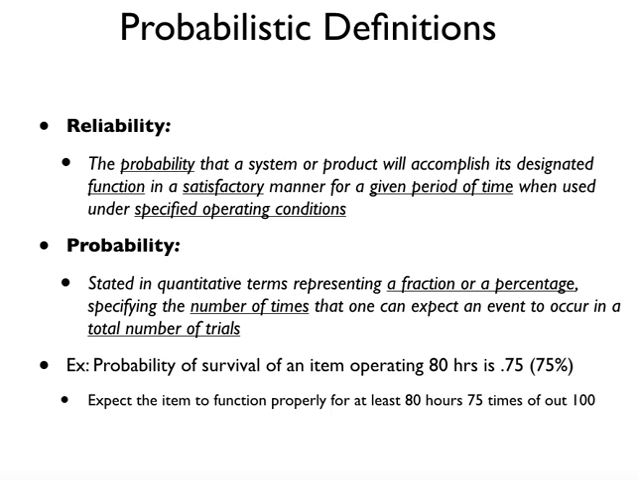Okay, so let's jump into the probability and stats. Actually, a summary on top of that. In terms of definitions, one of the definitions of reliability is what's shown here: the probability that a system or product will accomplish its designated function in a satisfactory manner for a given period of time when used under specified operating conditions. The only thing I want to point out here, because we talked about these definitions before, is really that we can see in some ways that reliability can be modeled as a probability. It's not the only thing that's important. There's a bunch of other underlying stuff there, but it can be modeled as a probability. So that's the important thing.